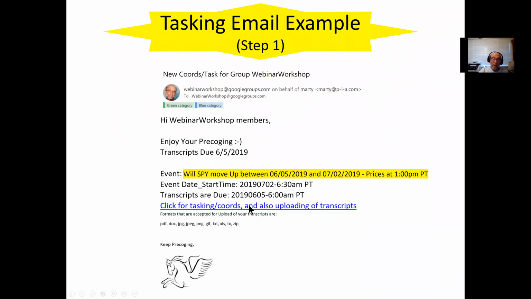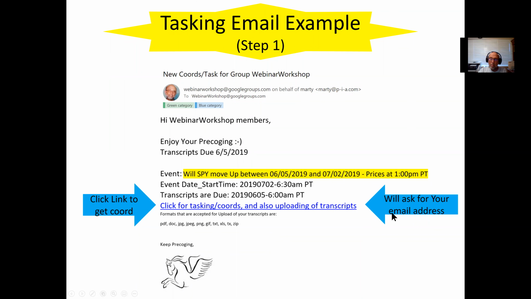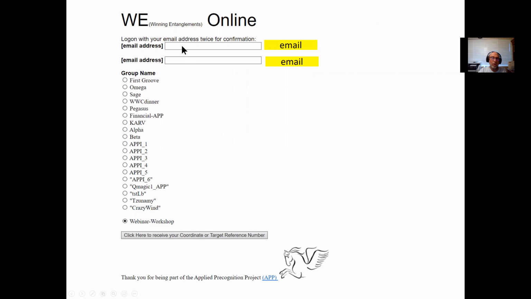And then you click here. Pretty soon, most people, when they're just starting to do this regularly, simply click here. And when you click there, you will get your coordinate. Before that, it will ask for your email address. Your coordinate will be unique to you. And the target you get will be unique to you.